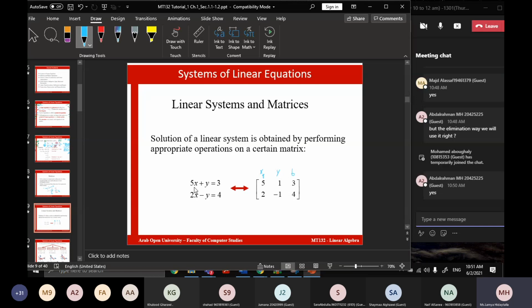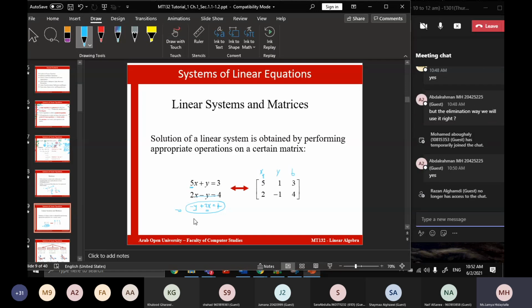What if the equation was 5x plus y equal to 3, and instead of this, he wrote minus y plus 2x is equal to 4. Make sure to arrange things so that the coefficients of the x are below each other. So it's better you write the equation, or rewrite your equation, such that the x is at the beginning. So it's going to be 2x minus y is equal to 4, like that. And then after that, you write 5 or 2.